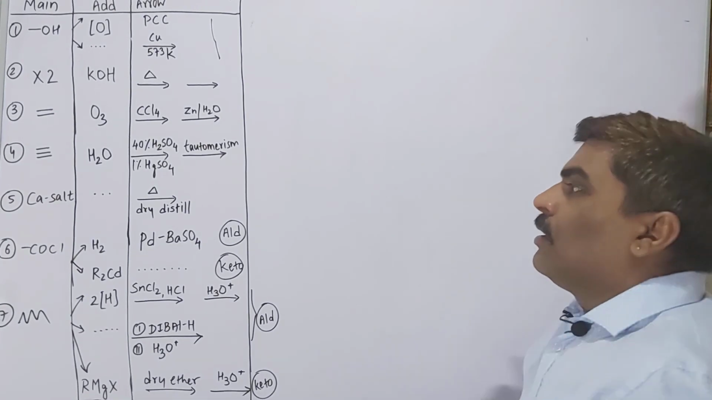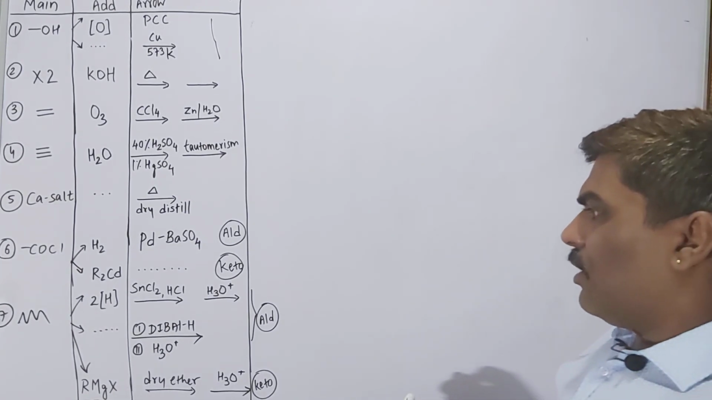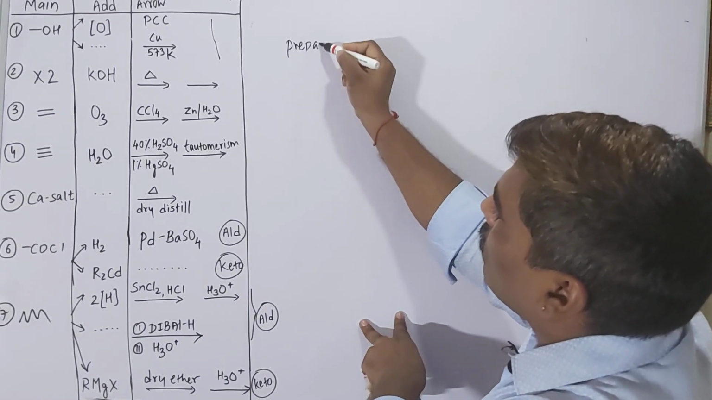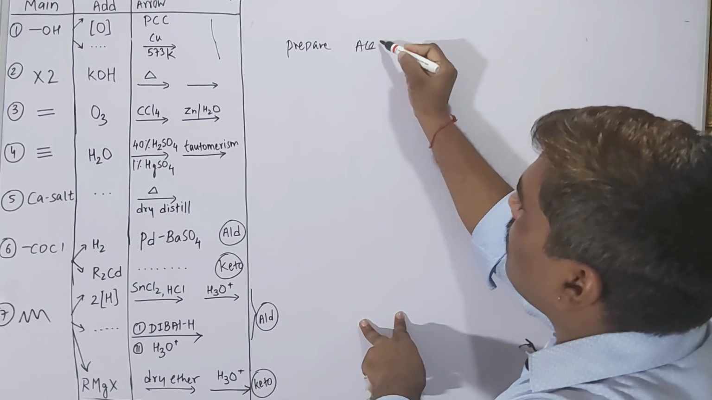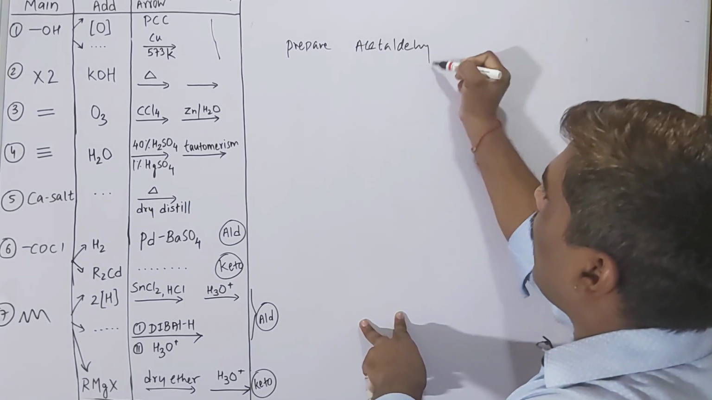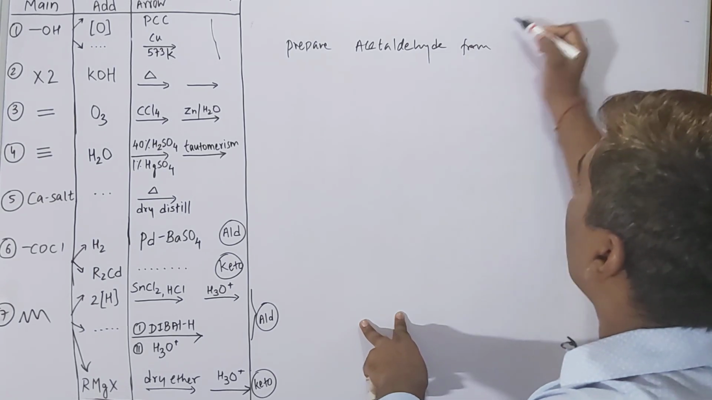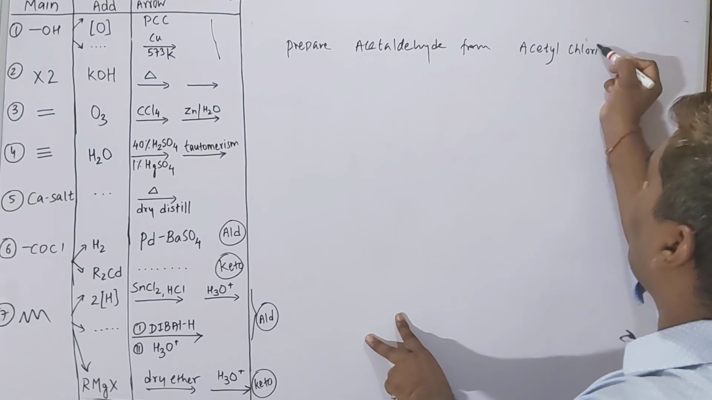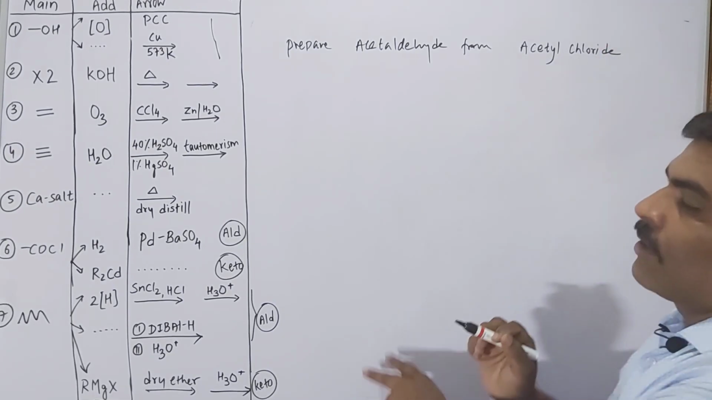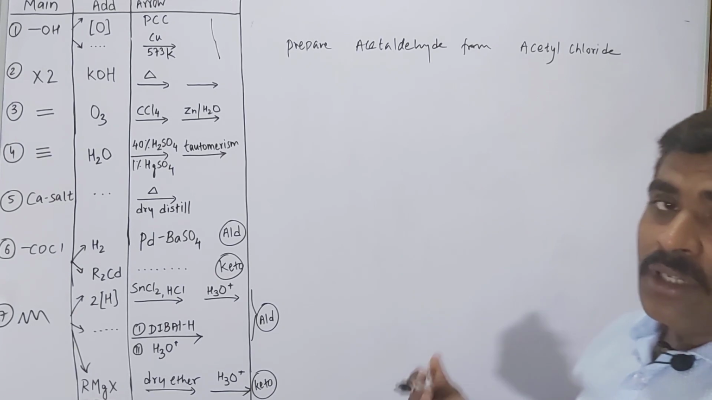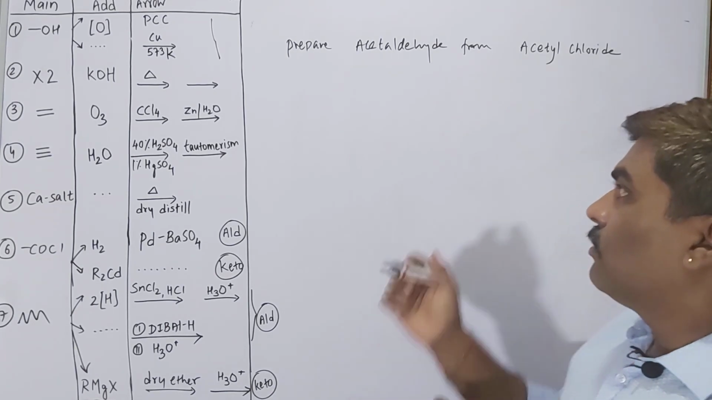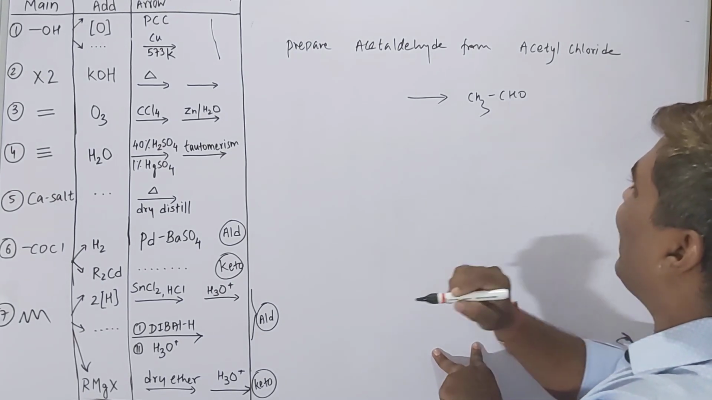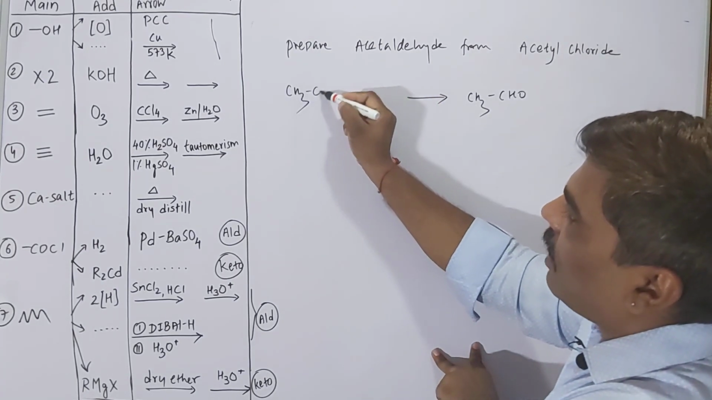Next, now we'll see. Up to now we wrote many reactions here. We'll go for, say, I have here to prepare acetaldehyde from acetyl chloride. How to prepare this? So okay, as the question is given, what you have to do? Write the reaction. So how will we start? First we will write, we want to prepare acetaldehyde from acetyl chloride.